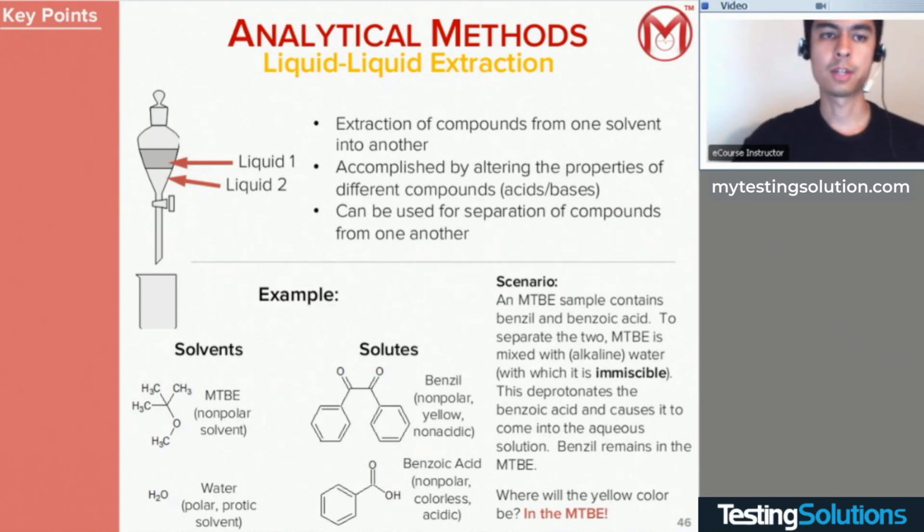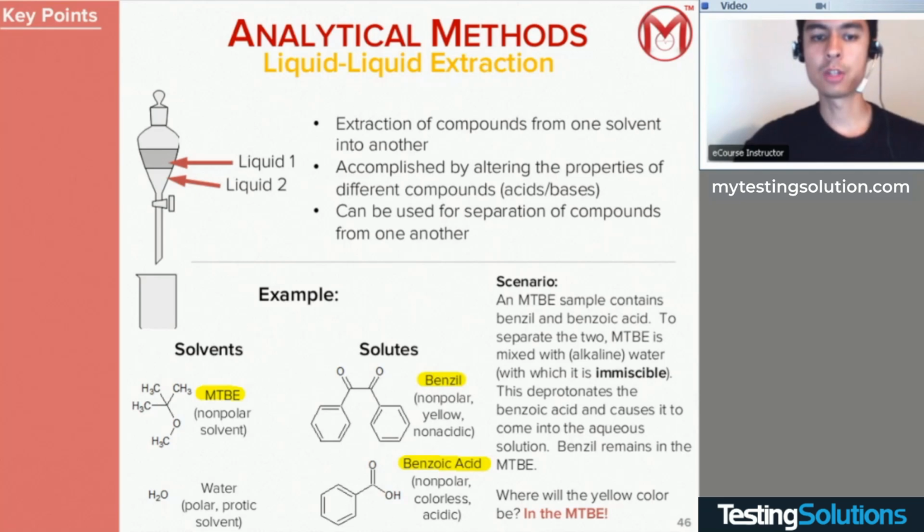So let's imagine this scenario. Suppose I have MTBE, this methyl tertiary butyl ether, and it's a nonpolar solvent, it's aprotic, and in it are dissolved benzil and benzoic acid. Both those are relatively nonpolar. The benzoic acid is going to have to be protonated, so it'll be uncharged. You're not going to get charged compounds dissolving in nonpolar solvents.